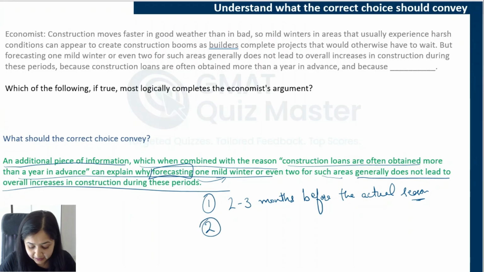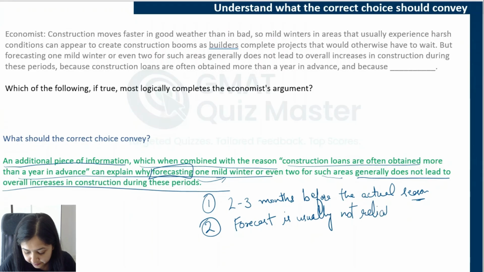The second scenario can be that this forecast is usually not reliable. So you will not plan so much in advance for things based on information that is not reliable. If it is usually not reliable, then maybe you will not think about taking so much loan for the construction based on unreliable information. And then there can be other scenarios as well.